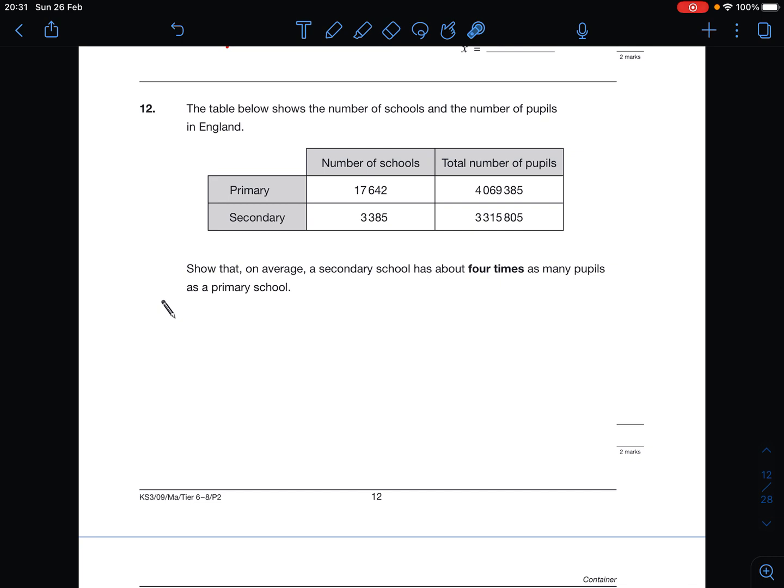Right. The table shows the number of schools and pupils in England. Show that on average a secondary school has 4 times as many pupils as a primary school. So what I'm going to do is work out how many kids are in each primary school and how many kids are in each secondary. For primary, I do 4069385, so the number of kids, divided by the number of schools, 17642.